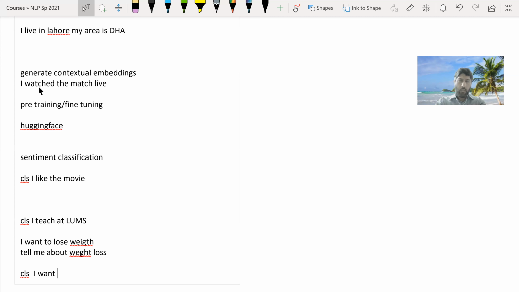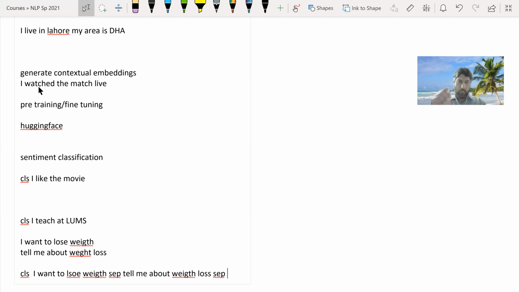So I want to lose weight, SEP. Tell me about weight loss, SEP. In the same way, the output of the CLS token, you feed it through the connected layer as well as the output layer, and then send it through a sigmoid. If it is 1, then it means that this is a paraphrase. If it is 0, then this means that it is not a paraphrase. And you train it accordingly as well.